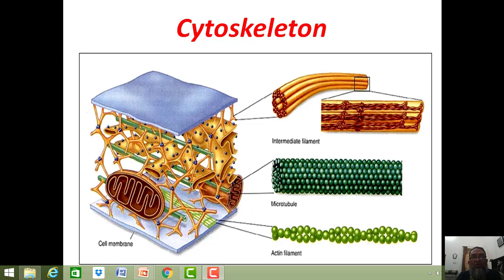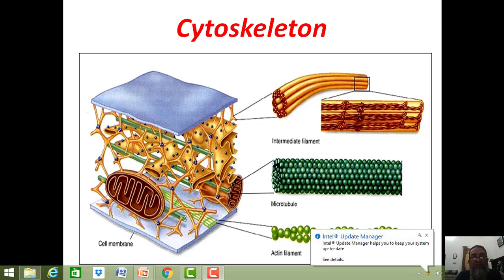You all know that the cytoskeleton is the system of tubular network present within the cytoplasm. As the name indicates, it consists of two words, cyto and skeleton. Cyto means cell, skeleton means framework. So, it is the network of tubular system present within the cytoplasm that connects the cell with the exterior as well as within the cellular organelles, from the nucleus to the plasma membrane.